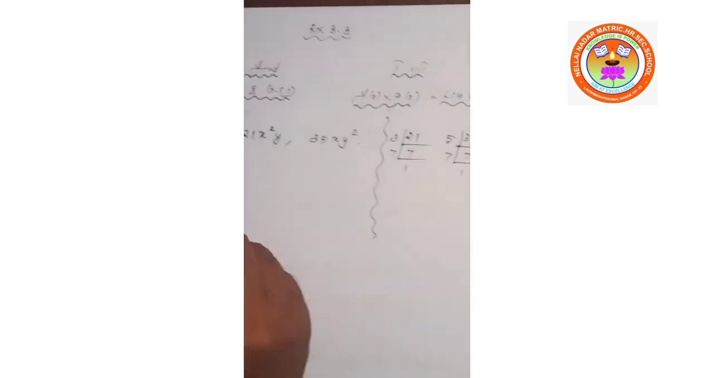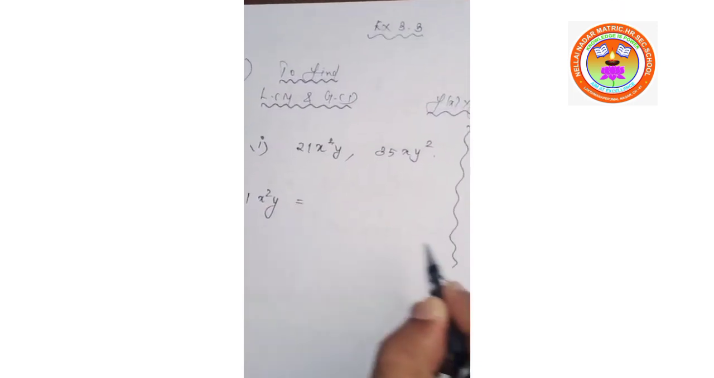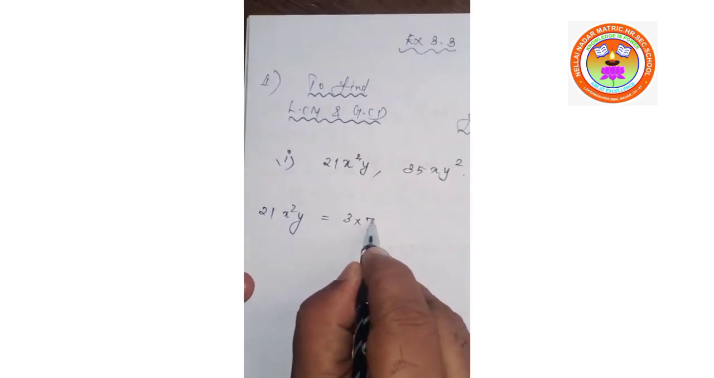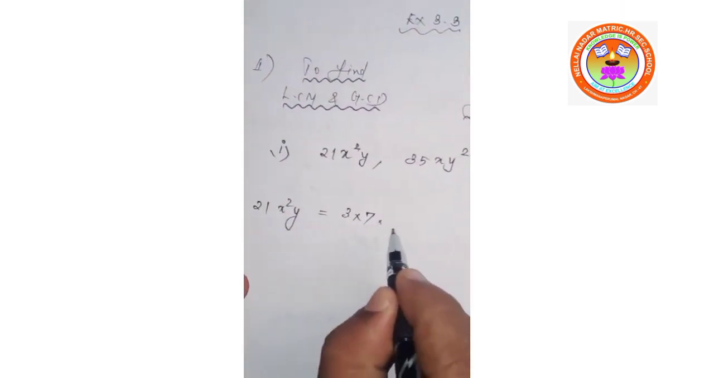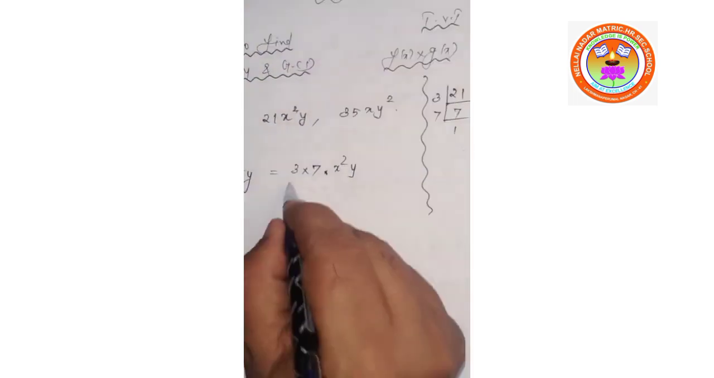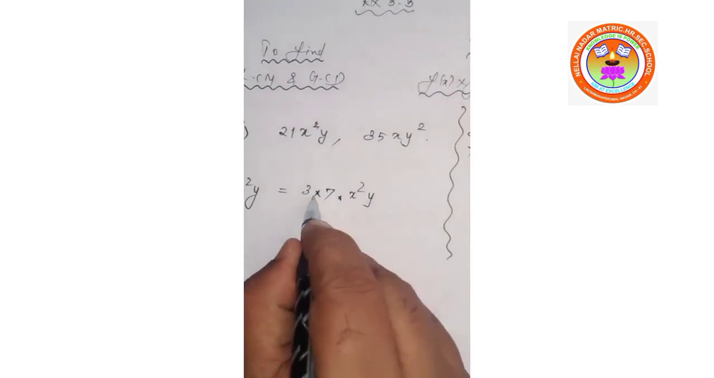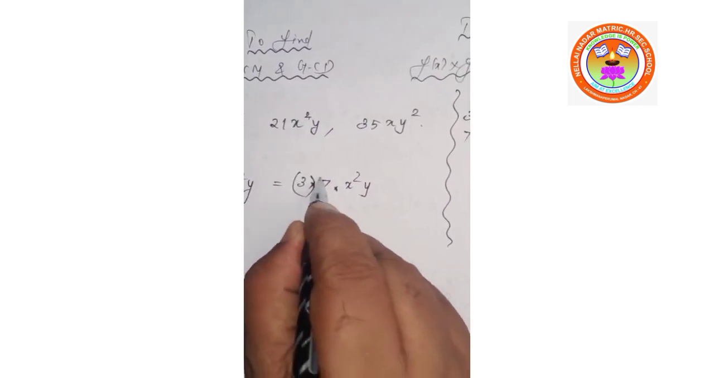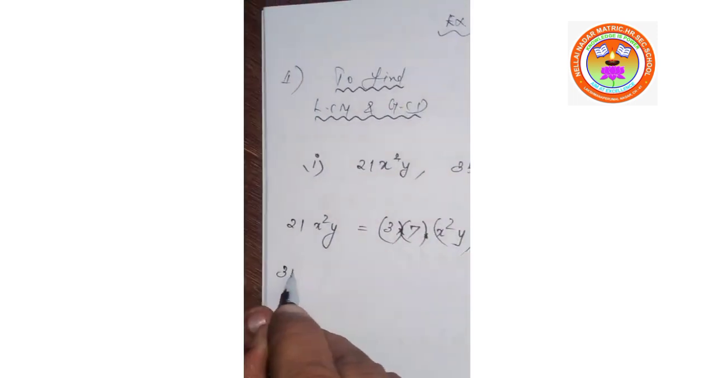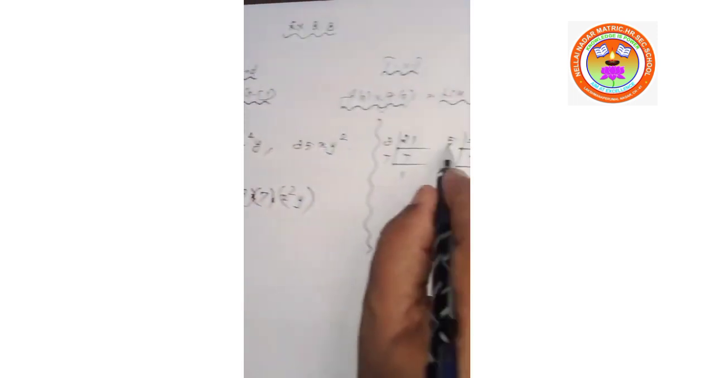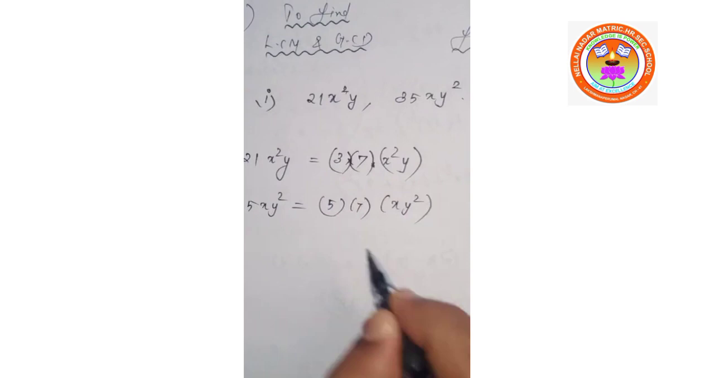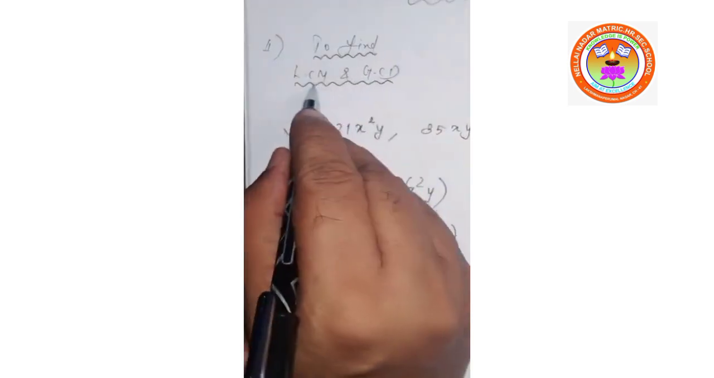Now take 21x squared y, that is equal to 21 can be written as 3 into 7 into x squared y. Otherwise I do one thing, I write 3 and 7 inside the brackets, then x squared y. Now 35xy squared can be written as 5 into 7 and xy squared inside the brackets. Now we can write LCM, after that GCD.